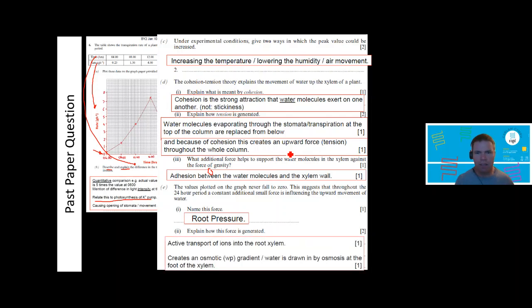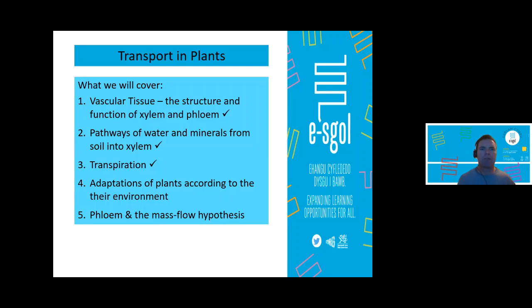How is this generated? Active transport of ions into the root xylem from last week creates an osmotic gradient, or water is drawn in by osmosis. That's what we mentioned last week. Okay, right, let's move on. I'm conscious of time. You can always pause and go back and look at these. Here we are now. So we have covered transpiration. So let's go on to the adaptations of plants according to their environment.